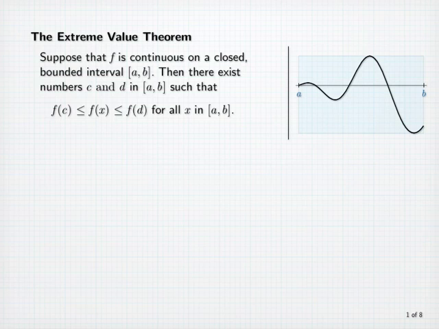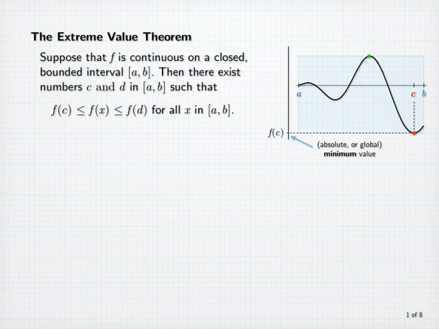Notice that the function has a least value corresponding to the lowest point on the curve, and that value occurs at a number c inside the interval AB. The value f of c here is the absolute or global minimum value of f on the interval AB.